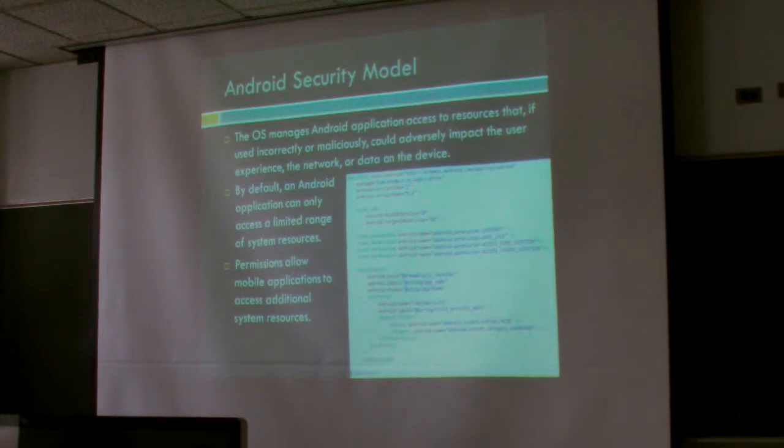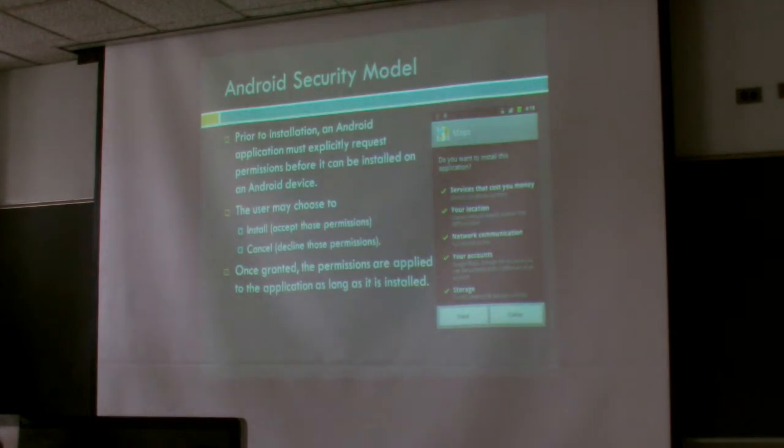First, the Android permission system. The OS manages Android applications' access to resources that could hurt the system. By default, an Android application has no permissions. The developer has to request permission by adding it to the manifest file, which has other information about the application. Permissions allow mobile applications to access these additional system resources. There are 4 highlighted permissions here.